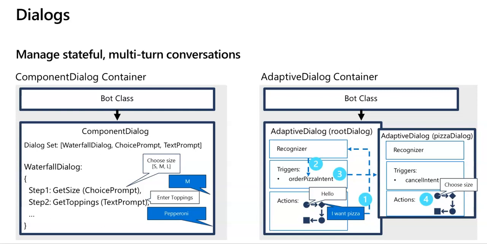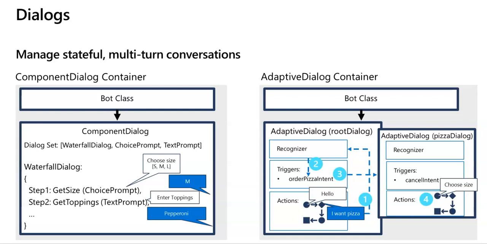Now let's talk about the adaptive dialog. An adaptive dialog is another kind of dialog in which the flow is more flexible, allowing for interruptions, cancellations, and context switches at any point in the conversation. In this style of conversation, the bot initiates a root dialog which contains a flow of actions as well as triggers that can be initiated by actions or by a recognizer. The recognizer analyzes natural language input and detects intents which can be mapped to triggers that change the flow of the conversation, often by starting a new child dialog which contains its own actions, triggers and recognizers.